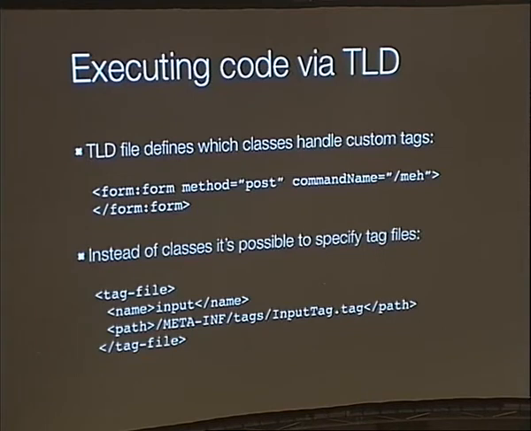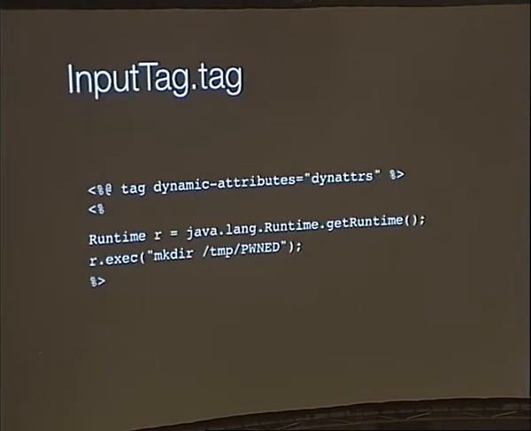And Jasper is going to go open that file and execute it, because tag files are effectively just simple Java text files. So you can actually supply arbitrary Java code inside of those tag files. So this is our sample tag file. So boom, we solved the problem of how to execute code remotely. We can do it via tag files and via TLD.